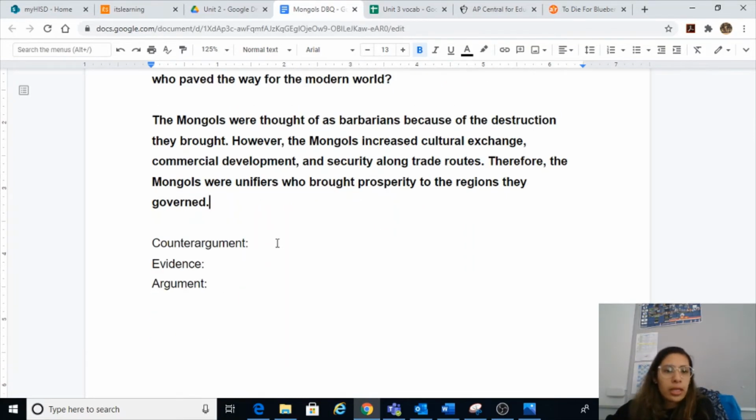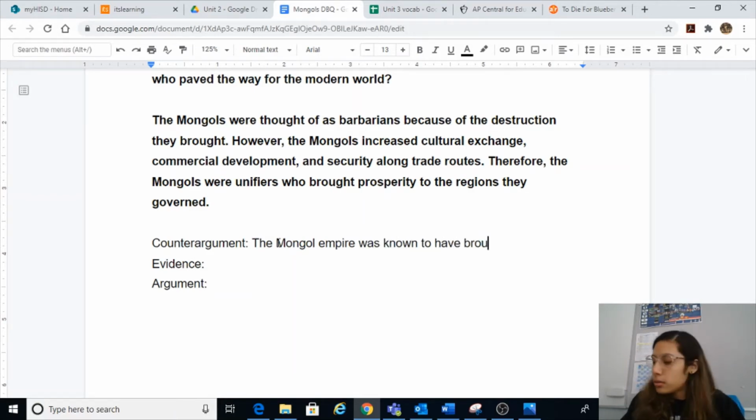Straightforward. Let me give you another example. This time I'm arguing for the Mongols being barbarians. So if I'm arguing that the Mongols were conquering barbarians, my counter argument needs to say the opposite of that. So an example of this would be, the Mongol Empire was known to have brought prosperity to the regions it governed.